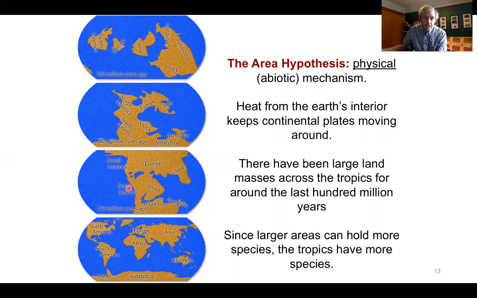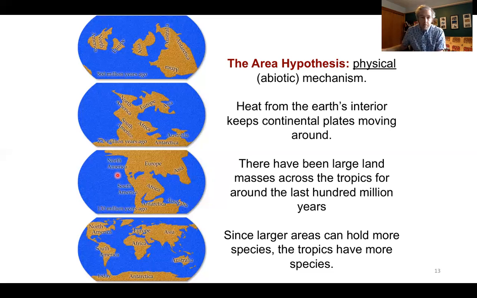150 million years ago, Pangaea is starting to split up. We now have Europe and Asia moving away, and there's Africa and there's Antarctica. And then if we look at it today, we now have the continents arranged as they are. Even though these continents have been moving around, there have always been large land masses across the tropics for around the last 100 million years. If we look here, it's 130 million years ago. Here is the tropical zone. It basically contains all of Africa and South America and bits of Asia. It was huge. And since larger areas can hold more species, the tropics have more species.